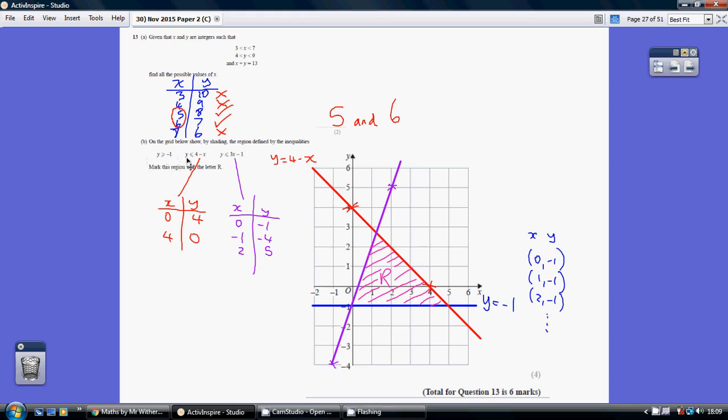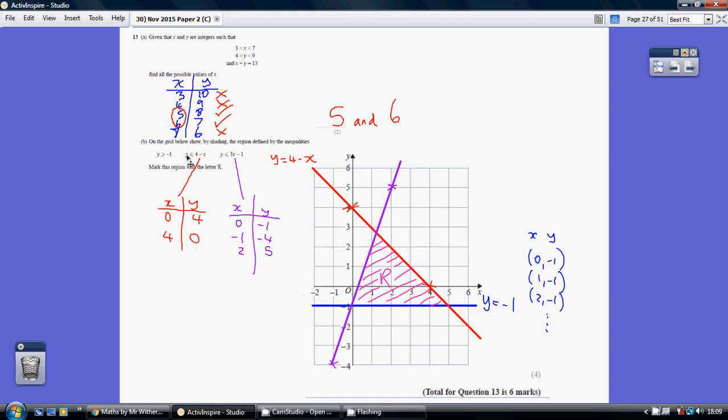Now avoid the temptation to assume that this line down here, parallel to the y-axis, is y equals minus 1. That is not y equals minus 1. We want this line here, minus 1, which is parallel to the x-axis. Now why is this y equaling minus 1? Well, think of any coordinates on this line. For example, 0, minus 1; 1, minus 1; 2, minus 1, which I've listed here. On each occasion the y value is minus 1. That's why y equals minus 1.